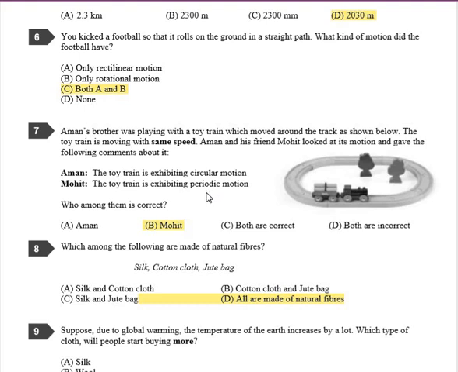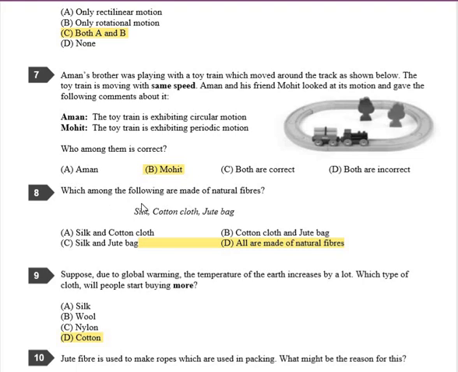Now coming to question number 8. Which among the following are made up of natural fiber? Here you have to identify which one is made up of natural fiber, that is, either plant or animal based fiber. Silk is obtained from the silkworm, so it is a natural fiber. Cotton is obtained from cotton bolls, so it is a natural fiber. The jute bag is obtained from the jute plant.